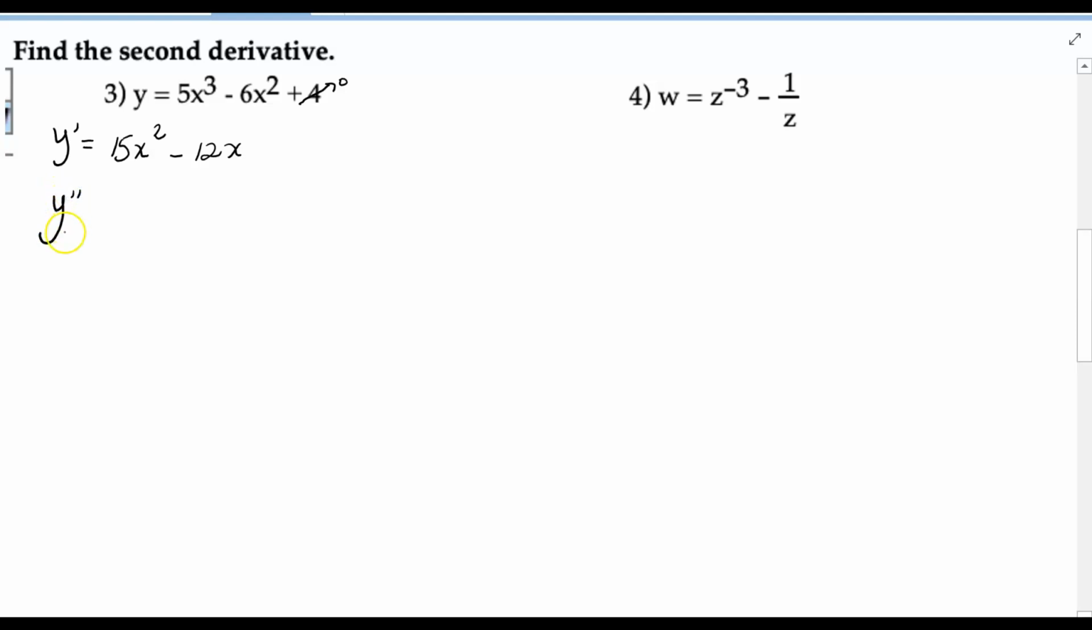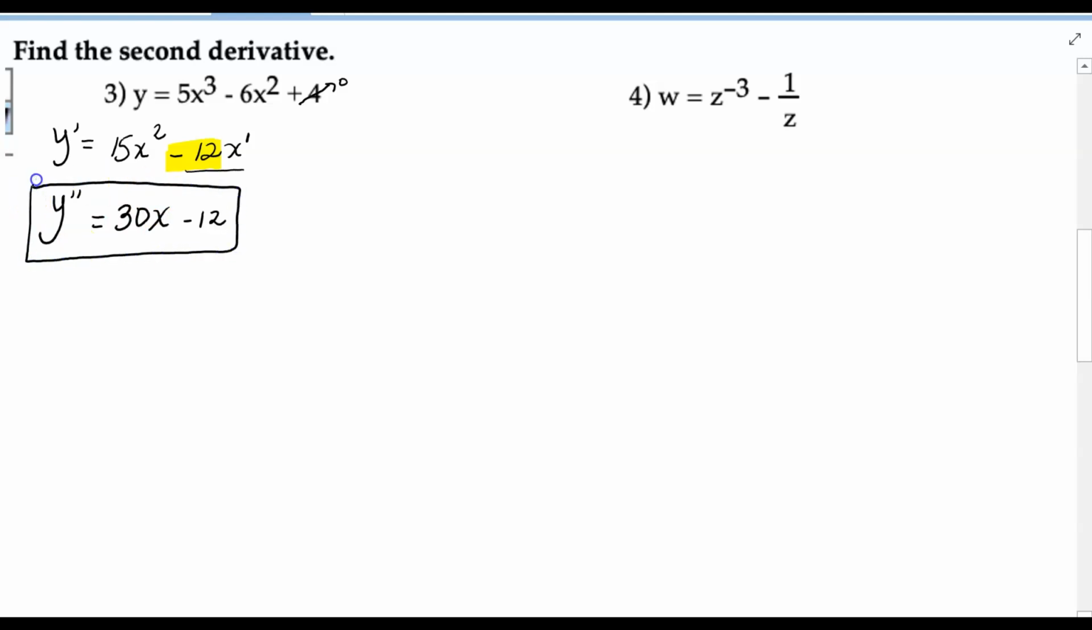Now let's find y double prime, the second derivative. What does that look like? Well, that's 2 times 15, which is 30x, and then the derivative of negative 12x. Well, this x has a power 1 attached to it. 1 times 12, that's 12, so negative 12, and 1 minus 1 is 0, so we can actually just drop the x. Anytime you have something linear, like this one right here, whatever's in front is its derivative. So we have there the second derivative, 30x minus 12.